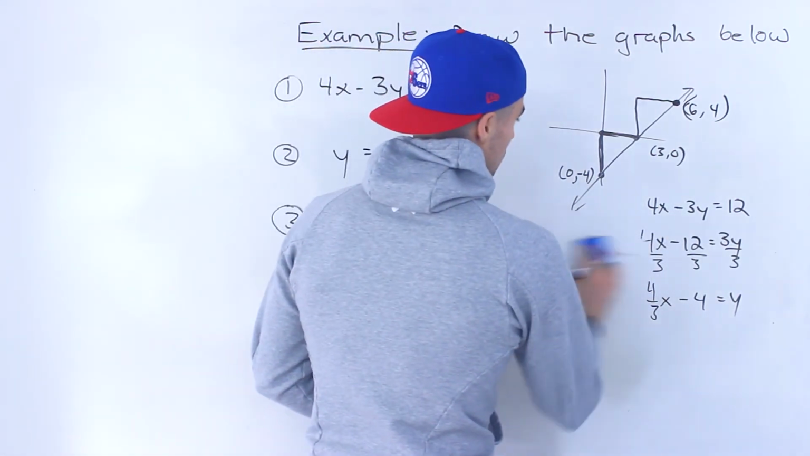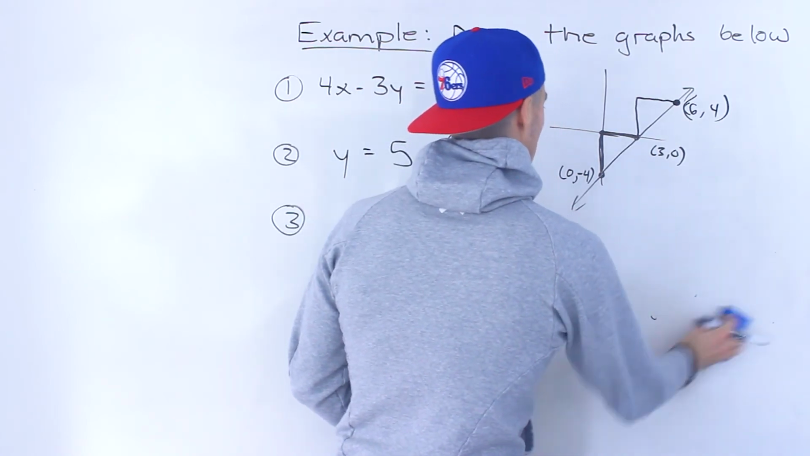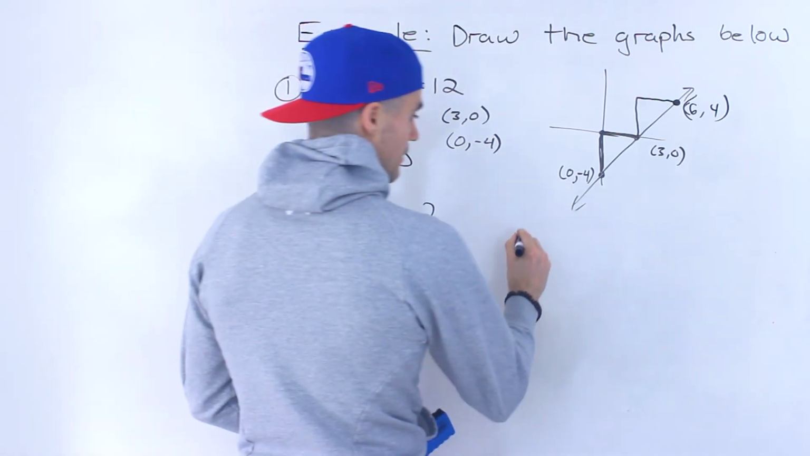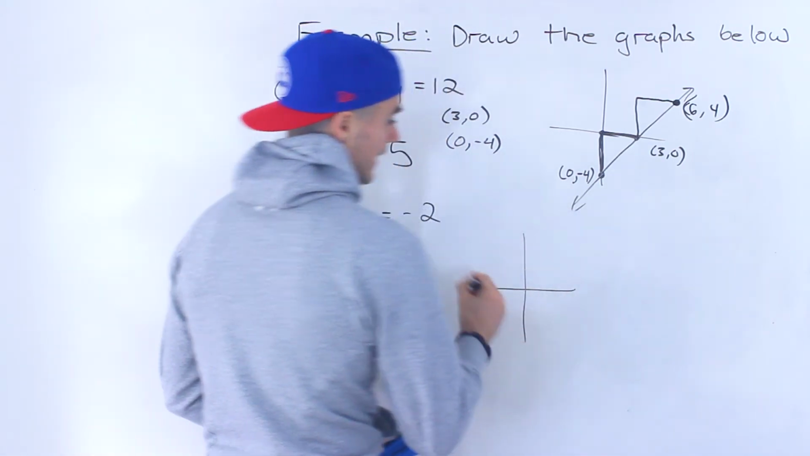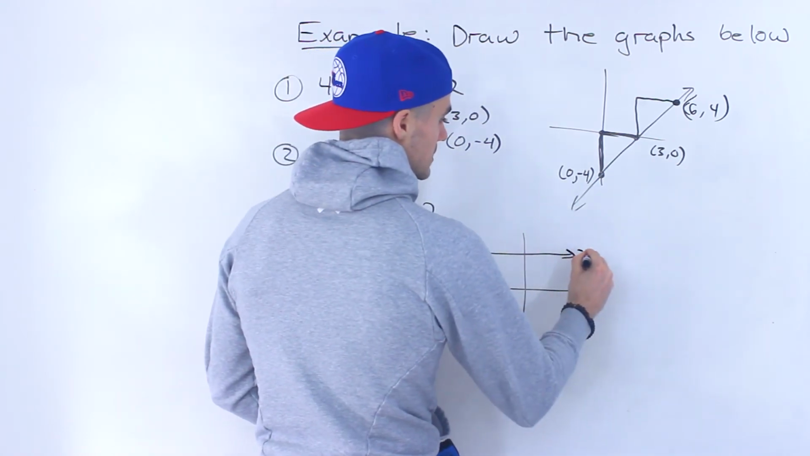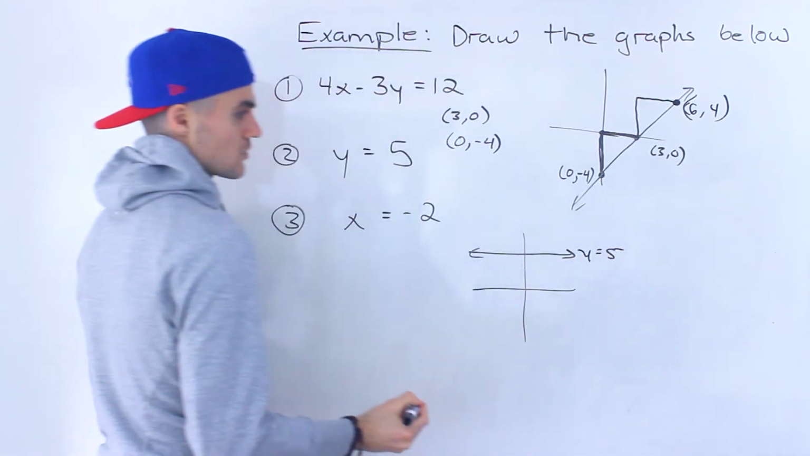Now, y equals 5, really simple line. Whenever you have y equals something, that is just going to be a horizontal line at that specific y value. So y equals 5 basically looks like that. It's just a horizontal line.